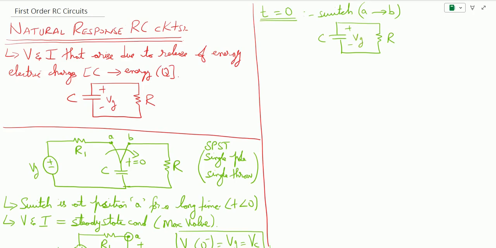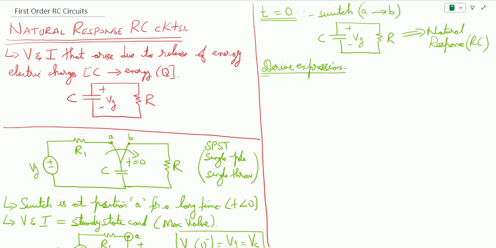Since this configuration is source-free, we say that this is the natural behavior, or we call it the natural response of RC circuits. So now we want to see what is the natural response of this kind of circuit in terms of the voltage and current expressions. So let us derive the expression for voltage and then similarly for the current, power and energy.